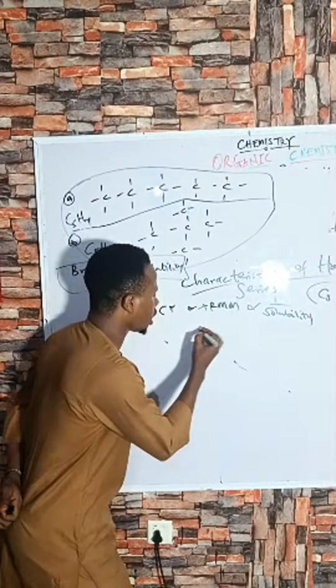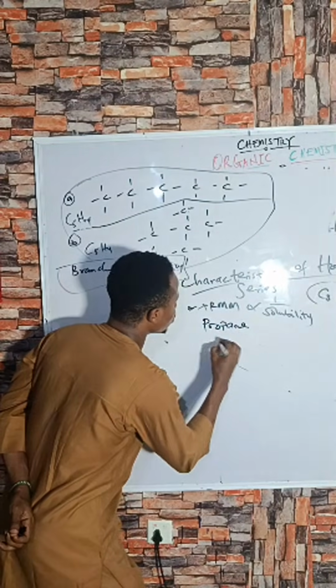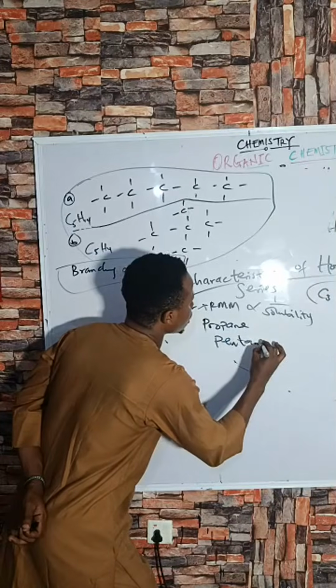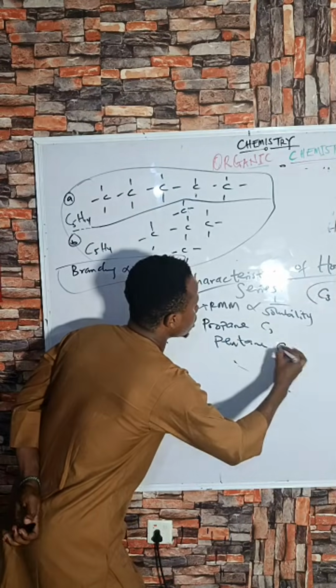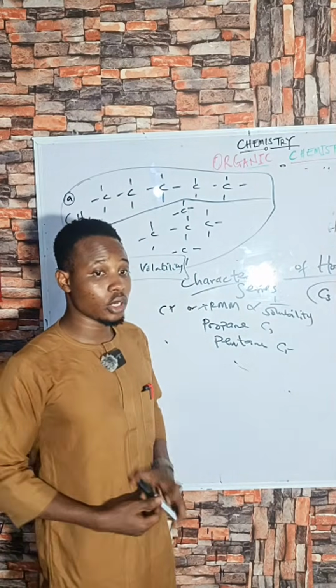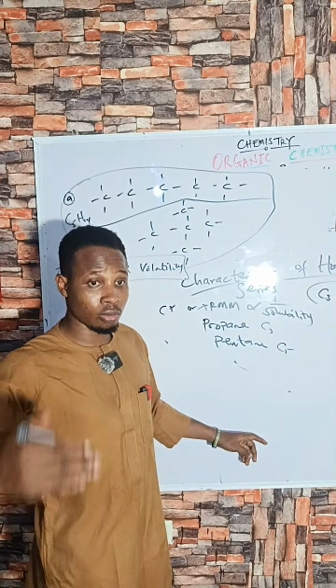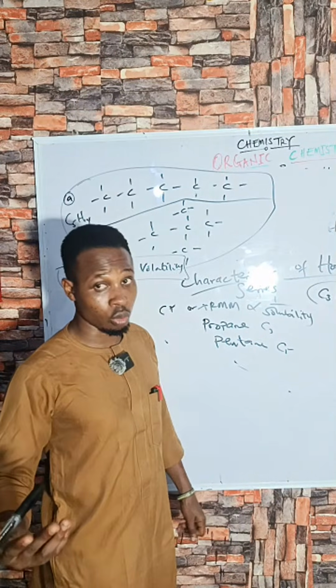So if I give you these two compounds now, propane and pentane, propane is carbon 3, pentane is carbon 5. Which one should be more soluble? Obviously, your answer should be what? Propane, carbon 3, because the more the carbon atoms, the lesser the solubility.